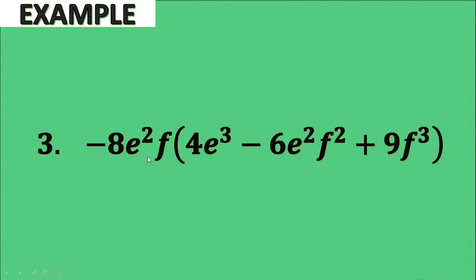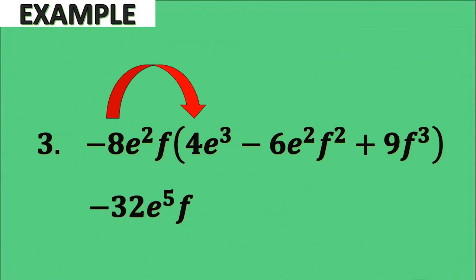For our last example, we have negative 8e squared f times the quantity 4e cubed minus 6e squared f squared plus 9f cubed. As you can see here, we have three terms. But there's no problem with that. We can still apply the distributive property of multiplication. Doing so, we have negative 8e squared f times 4e cubed. One is negative, the other is positive. The answer now is negative. The product is 32e raised to 5f.